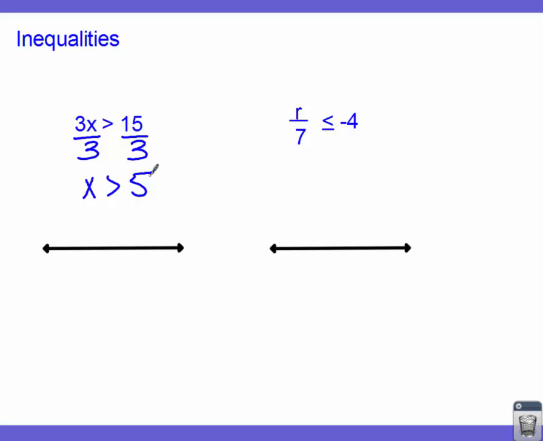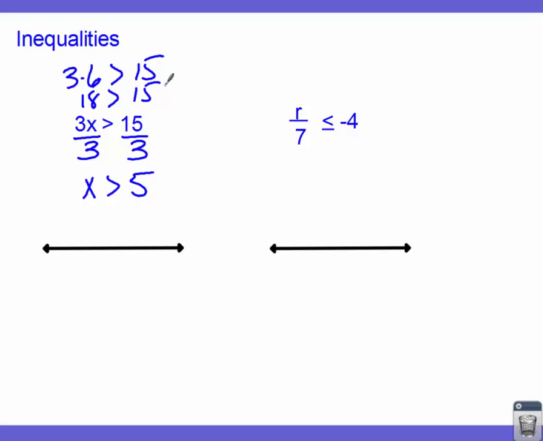So what we need to do is pick a value to see if that actually works. Values greater than 5 would be 6. That would be our first clean value that would be greater than 5. So if I take that and plug it back in, 3 times 6 is greater than 15. Well, 3 times 6 is 18. Is 18 greater than 15? Yes, it is. So I know that that is a true solution.